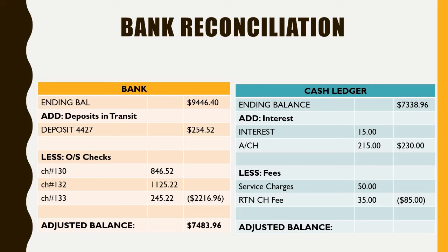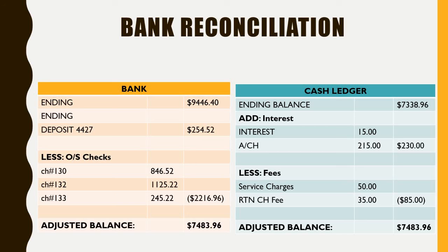So in this case, I started with $7,338. I'm going to add the interest that I've collected, so my $230, and I'm going to subtract out my $85 of fees. And this time, I'm going to get a grand total of $7,400 exactly. And ding, ding, ding, I matched my bank and my cash ledger. They are equal, and that means I am good to go. I am squared away.